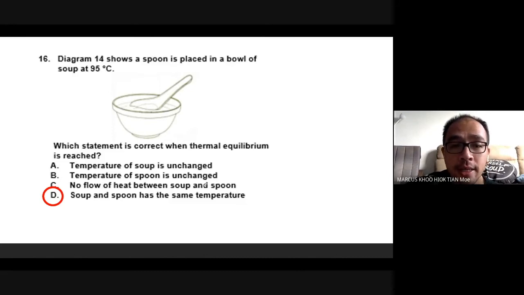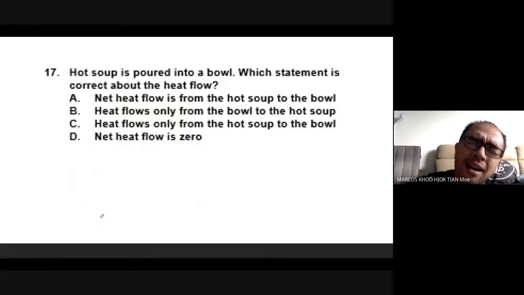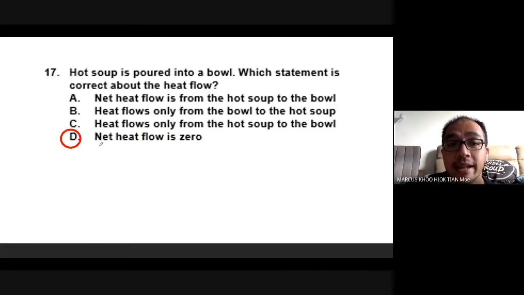Those of you who answered C, please mark down there. Why is the C answer wrong? Because the word net is not there. This is a very common trick question. I always see a lot of students tricked because of this. Be very careful. Which statement is correct about the heat flow? Obviously the answer is this: net heat flow is 0.